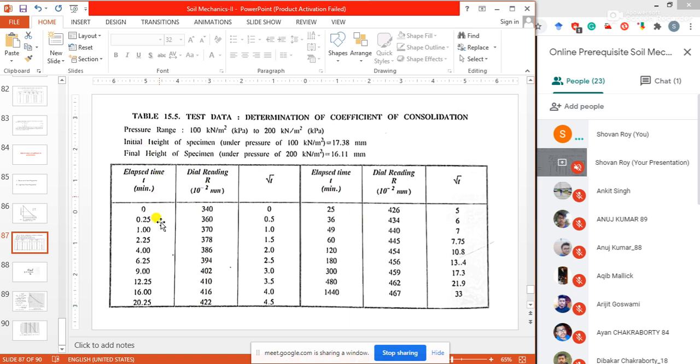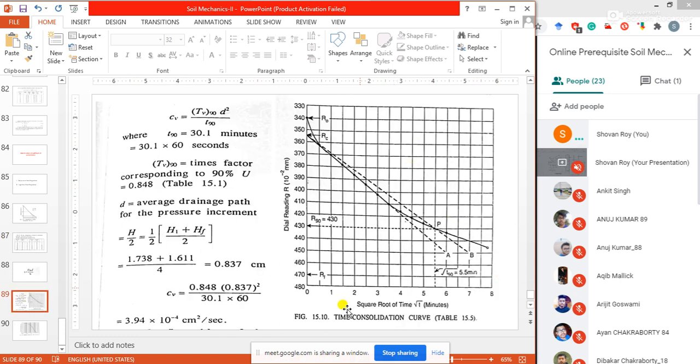We know the elapsed time, because at this elapsed time we are getting these dial reading values. So after these values are available, we can draw this graph, with the x-axis as square root of time and the y-axis as dial reading. From this graph you can see the initial dial reading R0, our value is starting from R0 corresponding to the time t0.